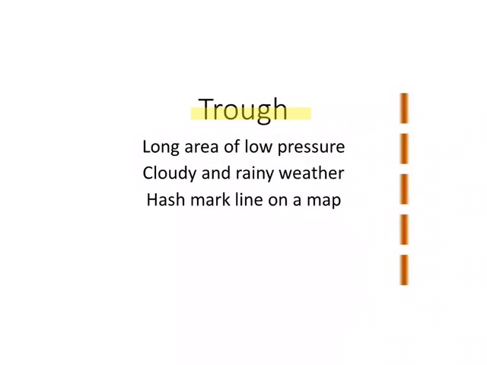A new thing that we haven't talked about before is a trough. On weather maps, these look like these brown hash lines. They are long areas of low pressure, and they lead to cloudy and rainy weather. So when we have several days of rain, it's possible that we're in a trough.